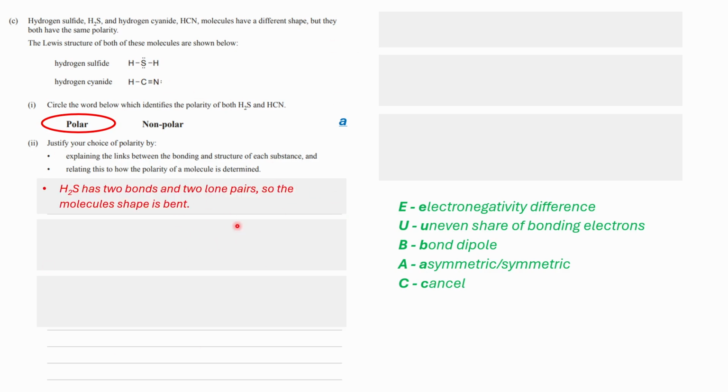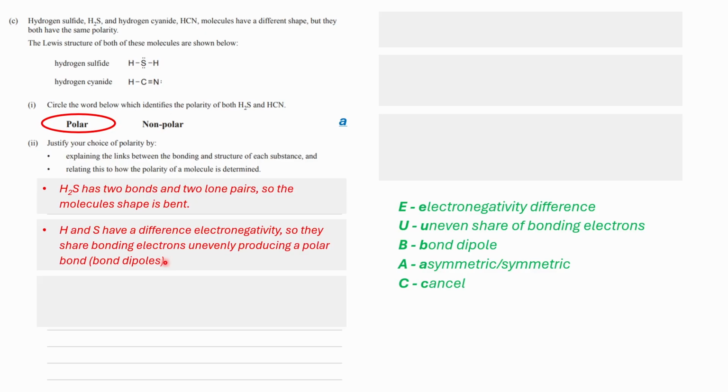Let's have a look at this in action. Okay, so hydrogen sulfide has two bonds and two lone pairs, so the molecule shape is bent. So we're happy with that. So we know that these two bonds are going to be arranged asymmetrically. But we actually have to make sure we state everything. So the first thing we're going to state is that hydrogen and sulfur have a difference in electronegativity, so they share their bonding electrons unevenly, producing a bond dipole or a polar bond. Okay, it's a polar bond, but a polar bond has a bond dipole in it.